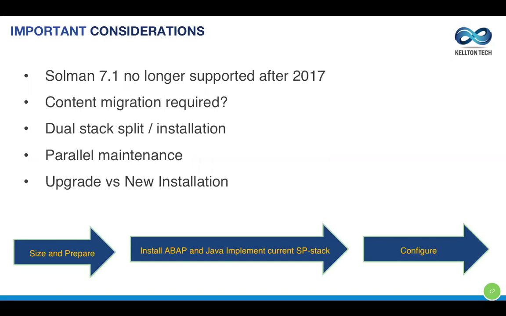Dual stack split is required if you're planning to upgrade versus doing a fresh 7.2 installation. Parallel maintenance is required if you want to have 7.1 and 7.2 both running at the same time, and at some point you plan to switch to 7.2, then parallel maintenance has to be done. So all of this would help you decide if you want to do an upgrade or a new install.